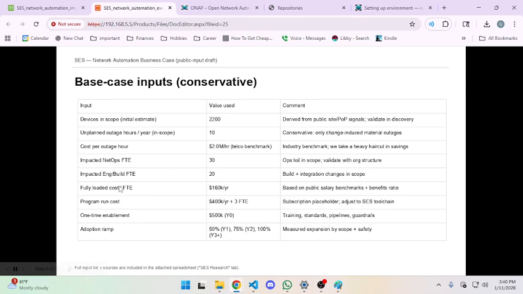All right, so the next one is impacted ENG slash build FTE. So we got 20 for that. So build plus integration changes in scope. Then we've got a fully loaded cost slash FTE. What did FTE stand for again? But anyways, we're using $160,000 per year based on public salary benchmarks and benefits ratio. Doesn't FTE stand for full-time employee?